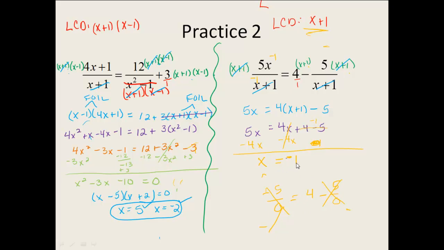This is an example of where that negative 1 is not part of my domain, so even though I did all the math right and got that for an answer, when I go back and check it, it doesn't work. So this would be one of those cases where we have no solution.